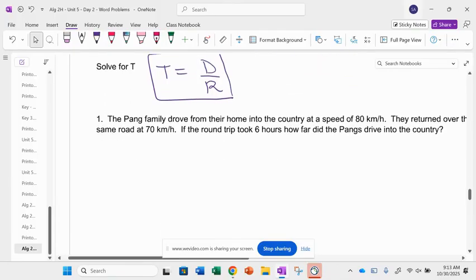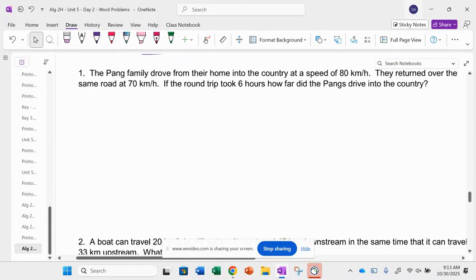Okay, let's do a problem. It says the Peng family drove from their home into the country at a speed of 80 kilometers per hour. They returned over the same road at 70 kilometers per hour. Why is it important to know that they returned over the same road? Because that tells us it's the same distance. They didn't take a detour. They didn't take an alternate route that added mileage. Right. If the round trip took 6 hours, how far did the Pengs drive into the country?